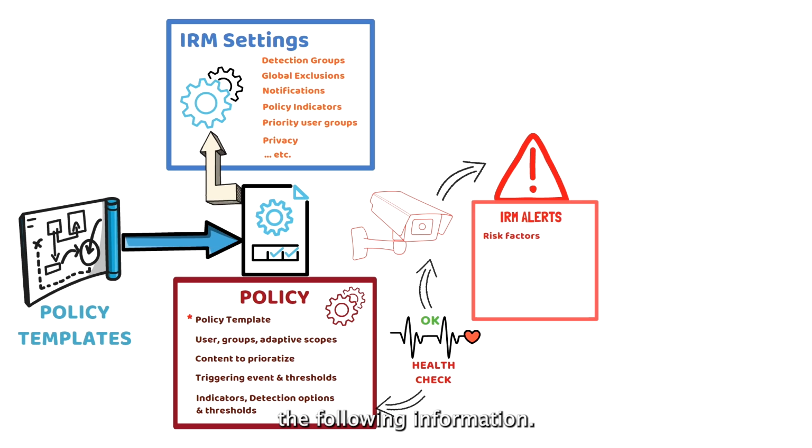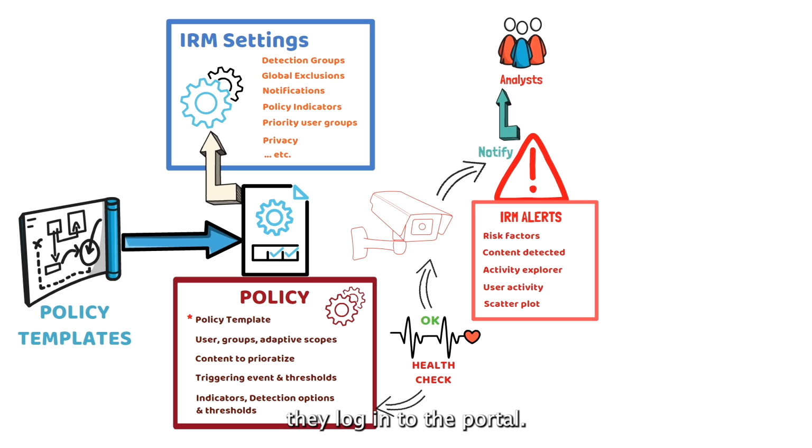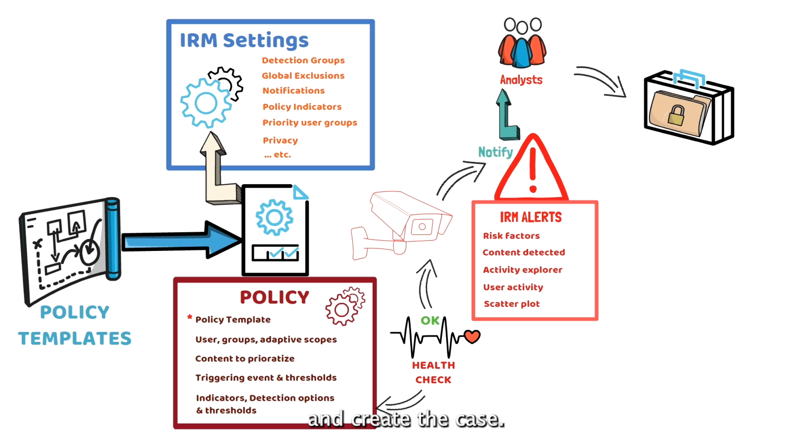These alerts will have the following information: risk factors, content detected. You can also use Activity Explorer and user activity with the scatter plot. IRM can send the alerts to the IRM analyst. The analyst can also view all of the alerts in the IRM next time they log into the portal. Initially, when the alerts are generated, they would have a needs review status. The analyst can dismiss the alert, but if they find it needs to be investigated, they will confirm the alert and create the case. Note that you can see settings such as risk factor, Activity Explorer, etc. from either the case or the alert itself.